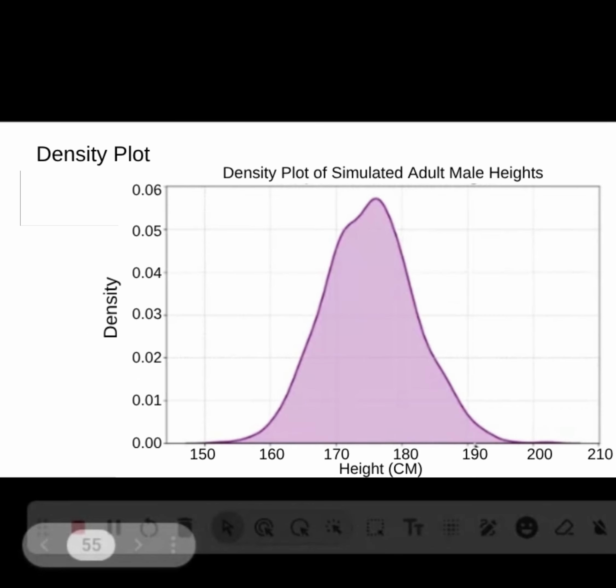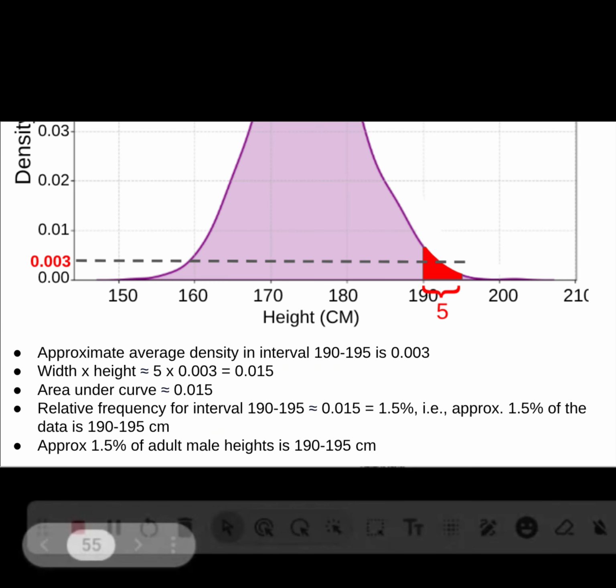What about this interval between 190 and 195? Density here is on average 0.003, and the width between 190 and 195 is 5. So the area under the curve is 5 times 0.003 equals 0.015. So the proportion of the population that's between 190 and 195 centimeters tall is around 1.5%.